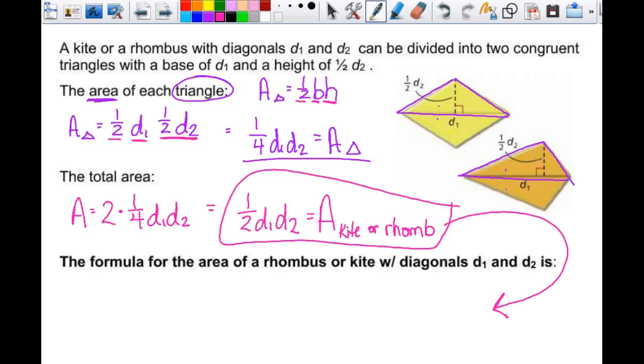But remember, a rhombus is also a what? Parallelogram. So rhombus, you can use base times height, if you know the base and the height. If it's the diagonals that you know, then you'd want to use this one. A kite is not a parallelogram, so you cannot ever use base times height for a kite. Okay. All right, let's do the next one.